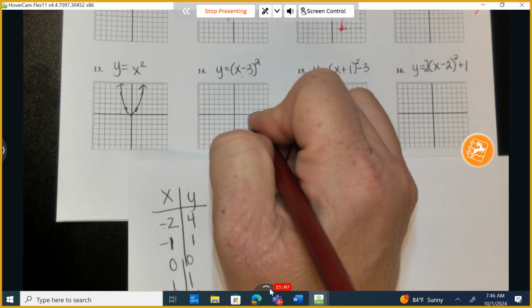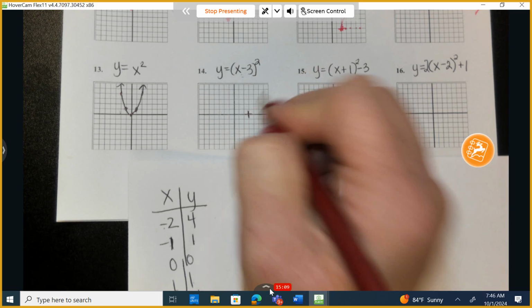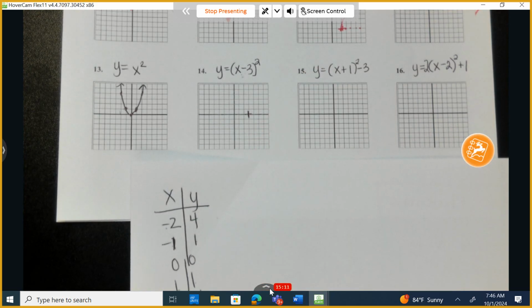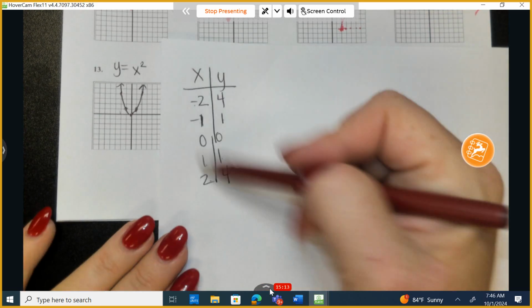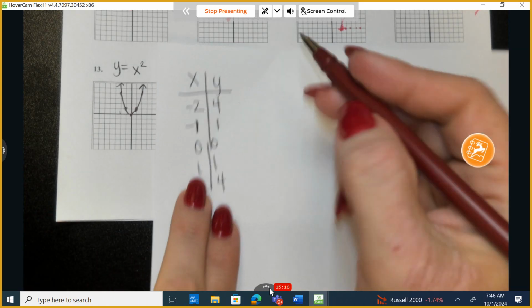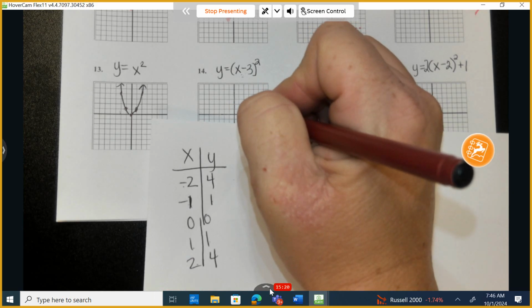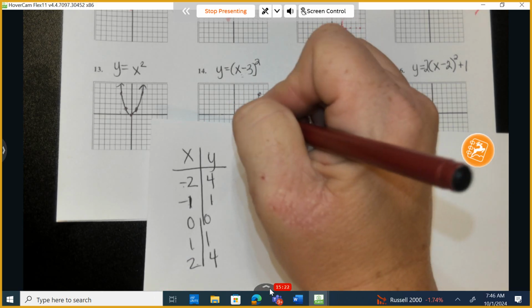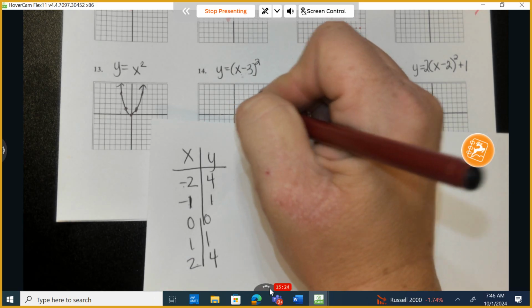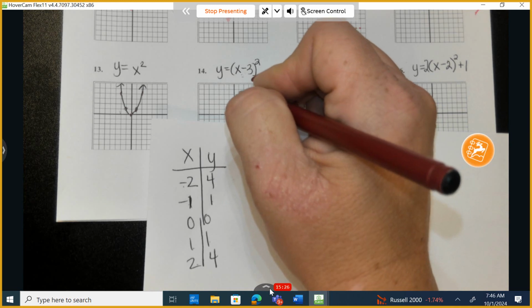So everybody go to the right 3, make your little new origin mark, and then I'm just going to apply this. So this is my 0, 0. I'm going to go right 1, up 1, go back to the origin, right 2, up 4, back to the origin, left 1, up 1, and back to the origin, left 2, and up 4.